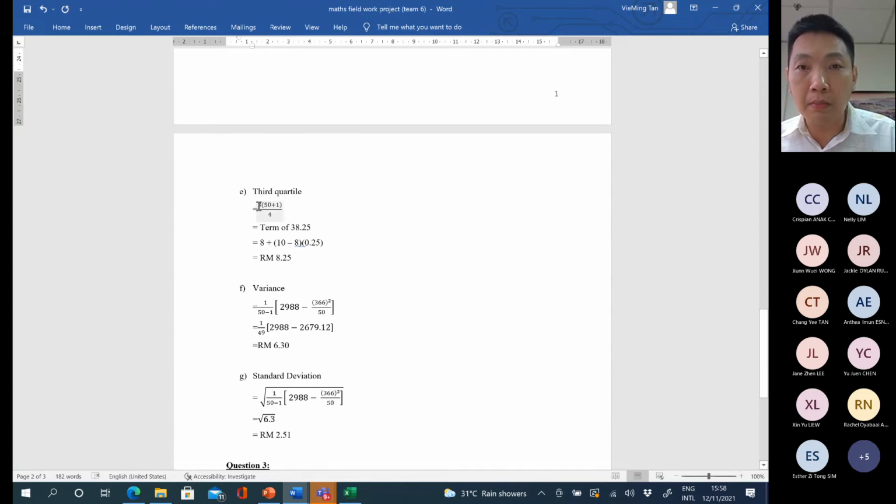This one also term of. Okay, so this one can get 2 marks. Variance, yeah, okay, correctly presented all these values, so it's 4 marks. Standard deviation, okay, 2 marks.